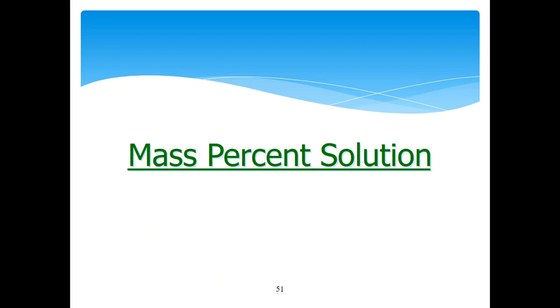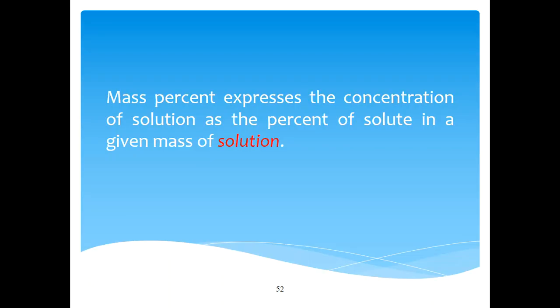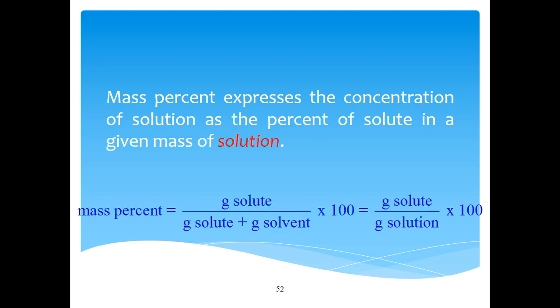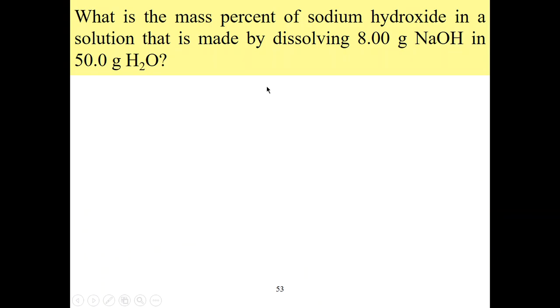Now, there are different ways of expressing concentration. The first of which we're going to discuss here is what is known as the mass percent of a solution. And basically, it's very simple. The mass percent is the mass of the solute divided by the mass of the solution, of course, multiplied by 100%. Mathematically, you can express it this way, where you have the mass of the solute divided by the mass of the solute plus solvent, which is the solution, multiplied by 100%. All right?